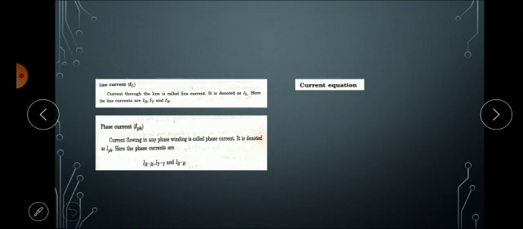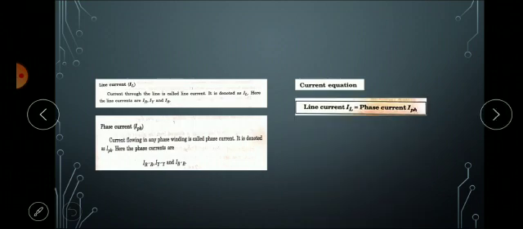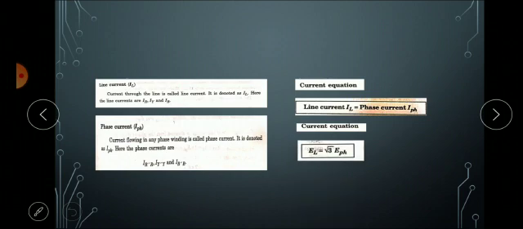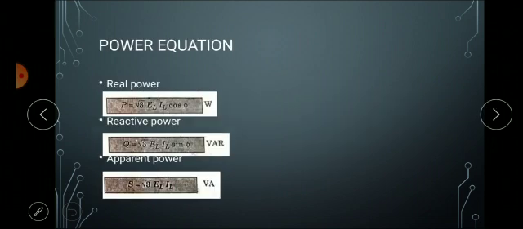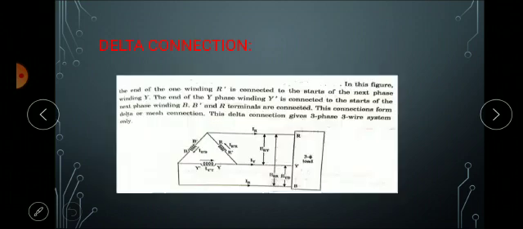Next one is the current equation. In a star connected system, phase current IRR dash flows in the line R also, so that IR equals IRR dash. So line current equals phase current. Next, the voltage equation: EL equals root 3 E phase. The power equation is common for star connection and delta connection also. Real power, reactive power, apparent power, we already saw this topic.